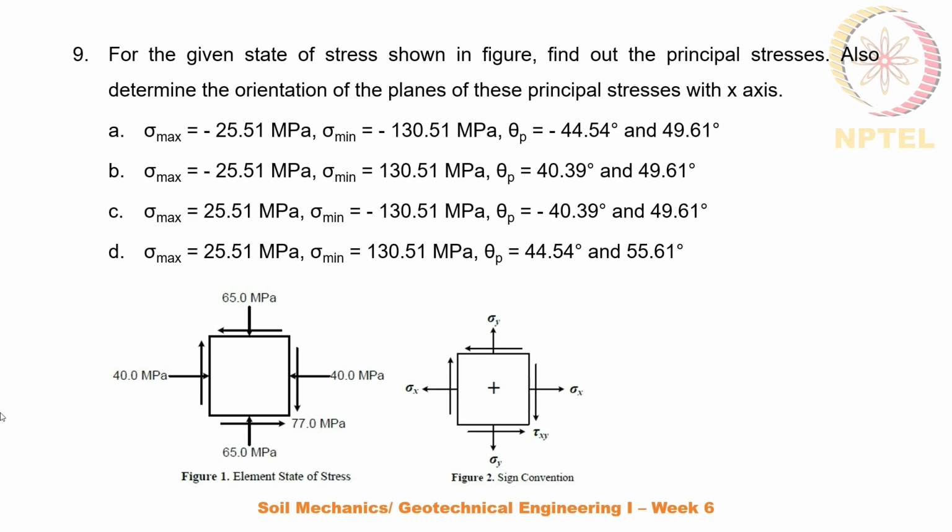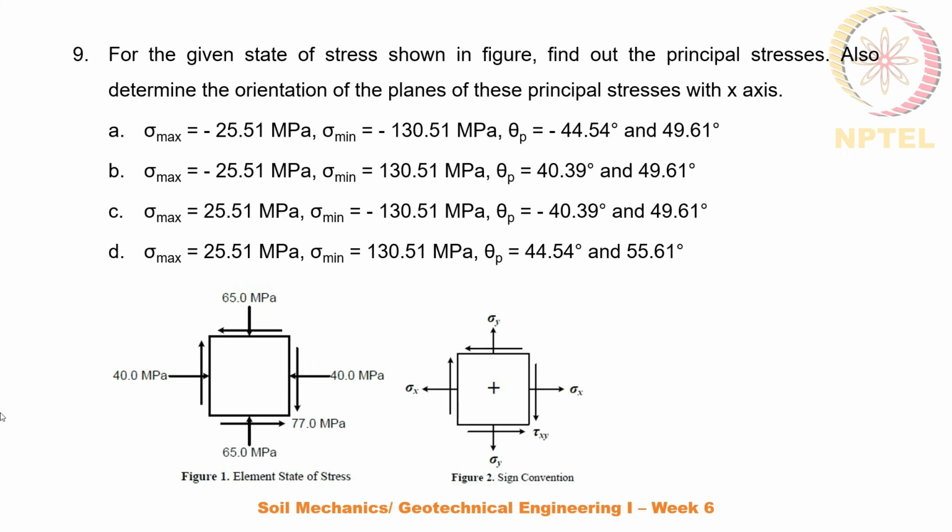Option C, sigma max is equal to 25.51 megapascal. Sigma min is equal to minus 130.51 megapascal. Theta p is equal to minus 40.39 degrees and 49.61 degrees.